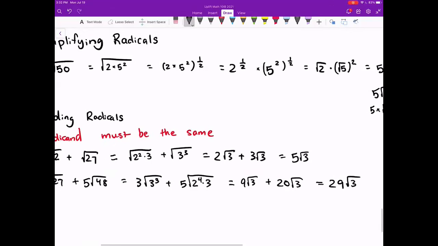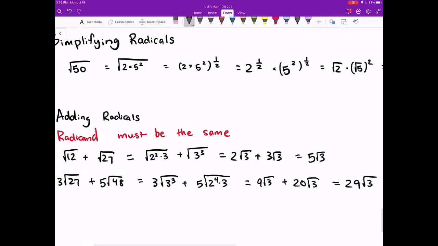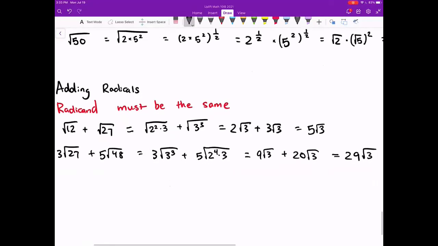The thing to notice is that we're always trying to extract the biggest even power from all the factors. What do I mean by that? For example, when we have 3 to the power of 3 here, we try to extract 3 to the power of 2. When we have 2 to the power of 4, we try to extract 2 to the power of 4. So we're always trying to extract the biggest even power. And after we extract it, this just becomes 9 root 3 and 20 root 3.